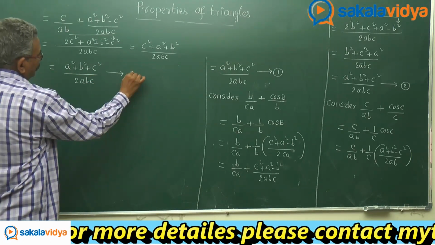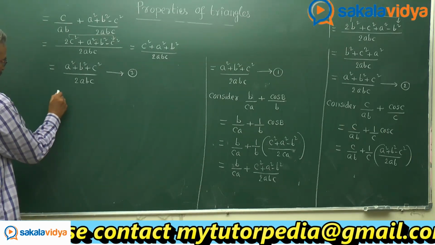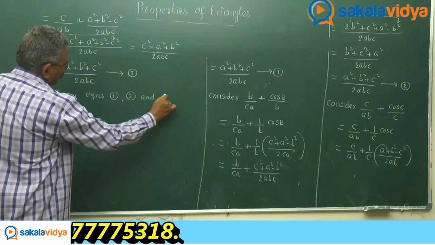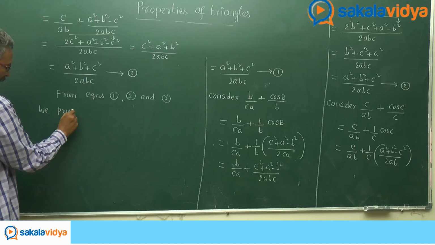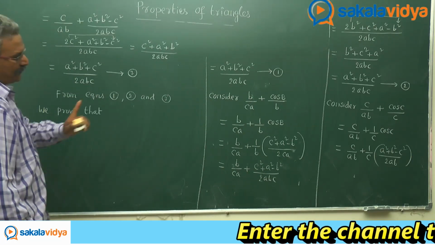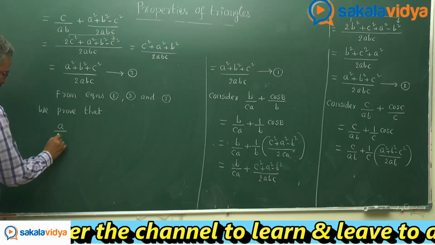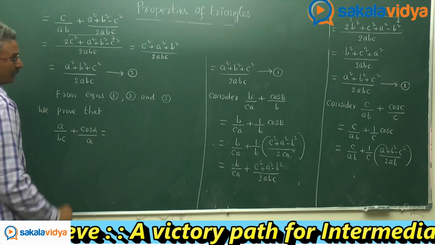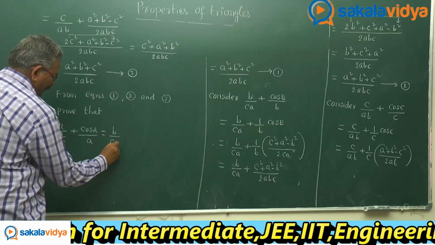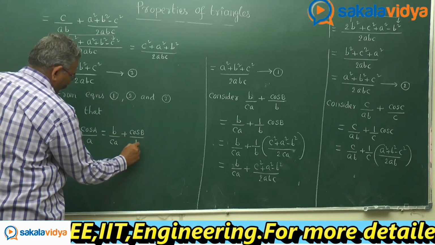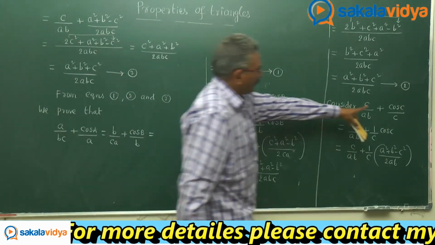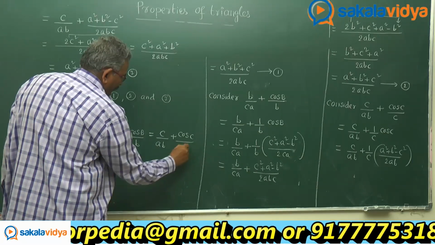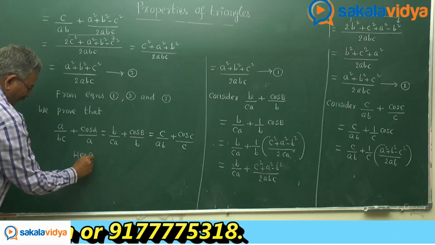This is equation 3. If you observe equations 1, 2 and 3, we can prove that a/bc + cos A/a is equal to b/ca + cos B/b, which equals c/ab + cos C/c. Hence, it is proved.